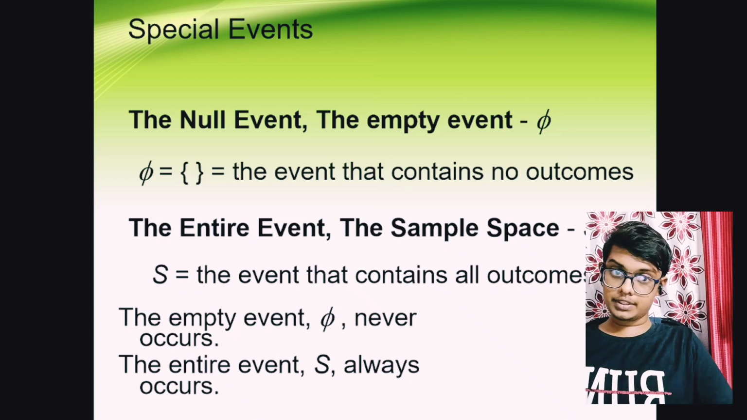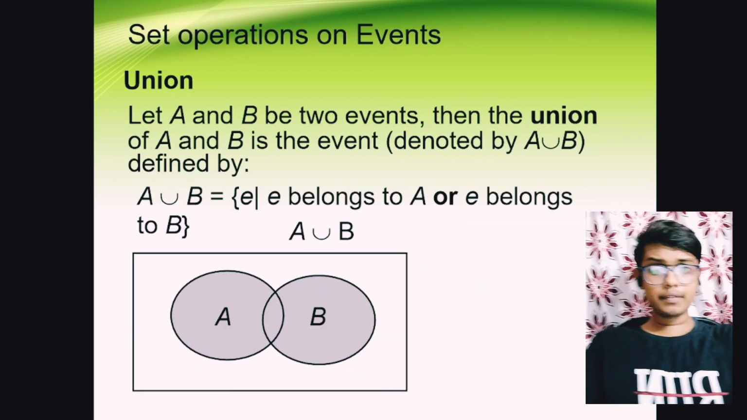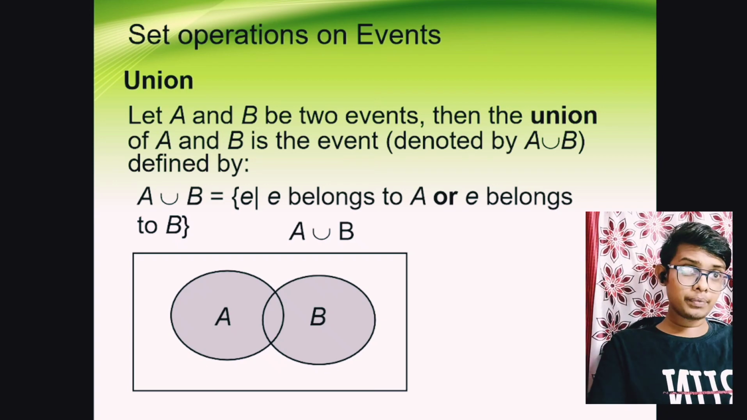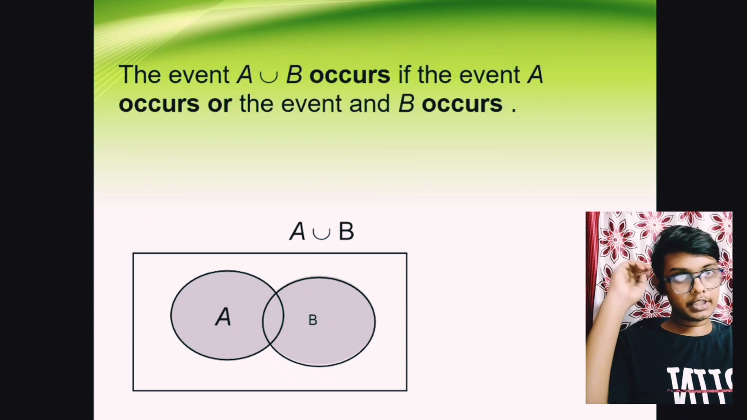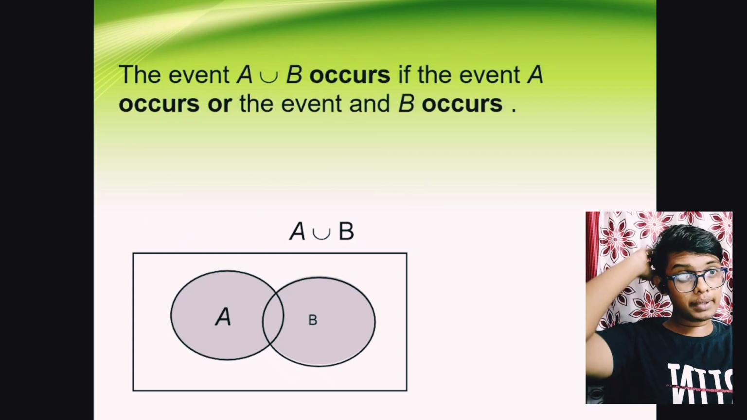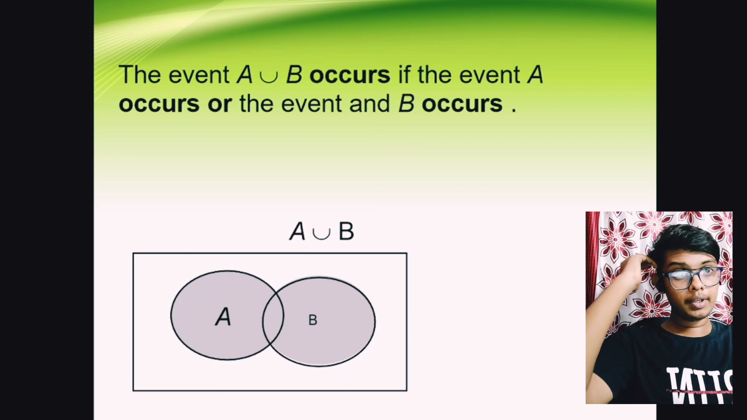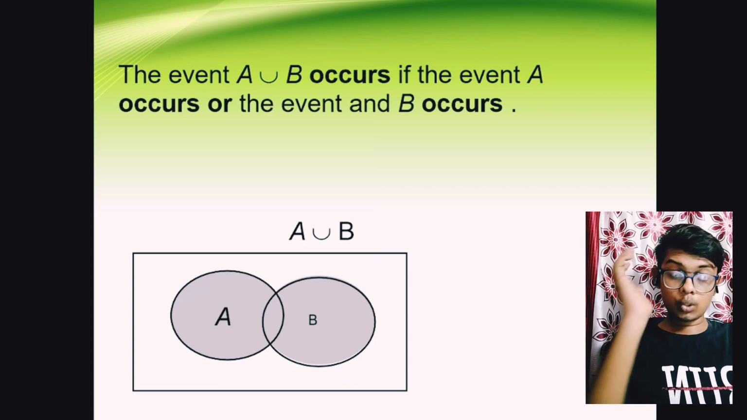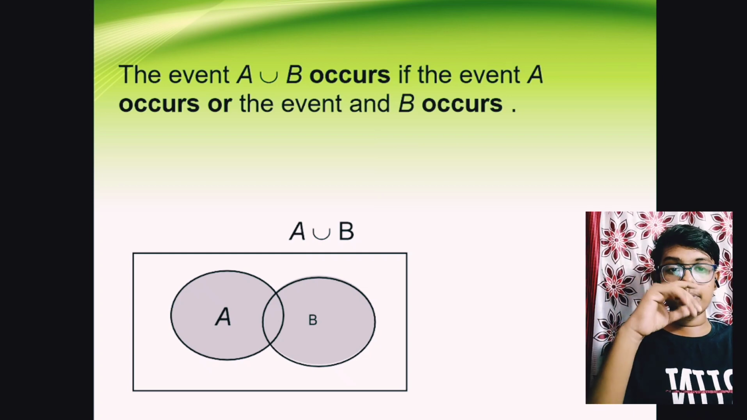Set operations on events. As you can see here, let A and B be 2 events. Then the union of A and B is the event denoted by A union B, and it is defined as the set of E such that E belongs to A or E belongs to B. Which means the elements which belong to A and the elements which belong to B are all combined together with the help of A union B. The event A union B occurs if the event A occurs or the event B occurs, which means the total possible events occurred in both A and B is called A union B.